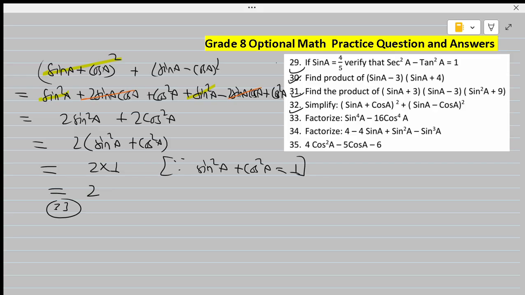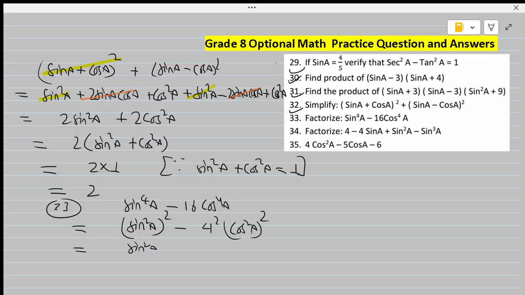33. So we are asked to factorize sine power of 4A minus 16 times cos power of 4A. So let's first break this into the a square minus b square format. Sine power of 4 you can write as square of sine square, 16 is square of 4, cos power of 4 is square of cos square. So we get here sine square whole square minus 4 cos square A whole square.